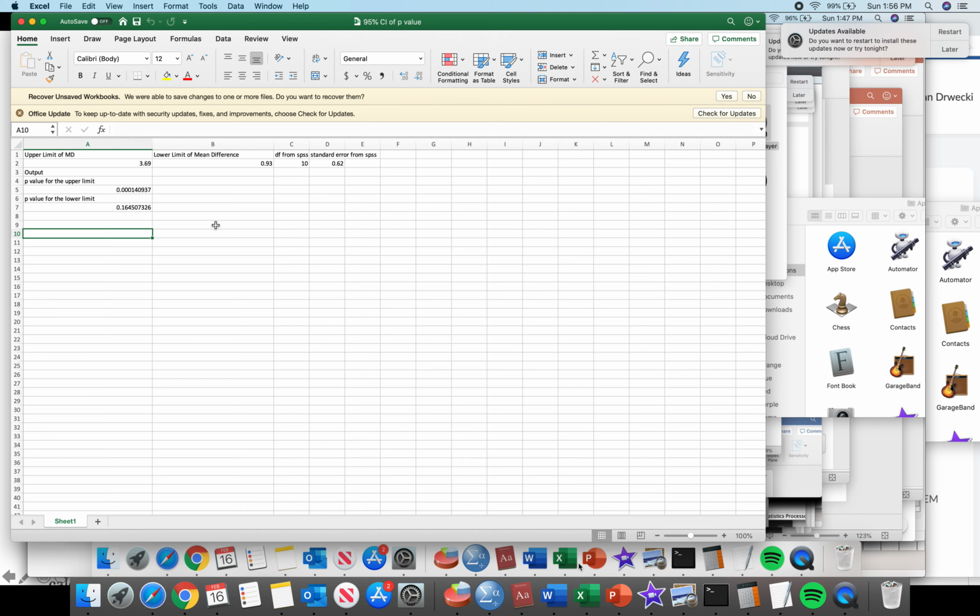And so I just want you to see that for every test we've run, we can put in our upper limit of the mean difference, whether it's between the known population mean or between two sample means, put in our lower limit, degrees of freedom from SPSS for the test. We directly take that off SPSS, standard error that was used in calculating the p-value from SPSS.